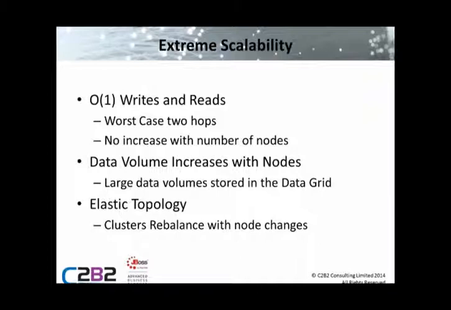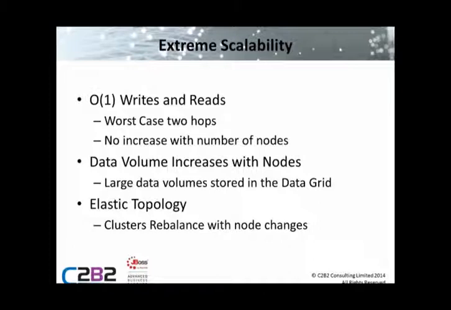We also get extreme scalability with JBoss Data Grid. Writes and reads are order one, essentially constant time. We don't slow down with the number of JBoss Data Grid nodes you add into your cluster. Worst case, we get 2 hops, and that doesn't change with the number of nodes. And we get scalability in data volume as well. The more nodes we add, the more the data volume increases. And we can add nodes while the cluster is running, and the cluster will rebalance.